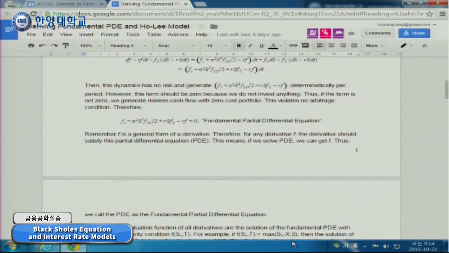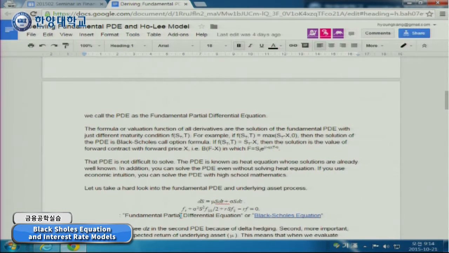So the valuation functions of all derivatives are solutions of the fundamental PDE, with just different maturity conditions. That F, big T, now T, right? We have numerous derivatives, and it does not make sense for them to all have the same price. They should have different prices, different valuation functions. But our equation is the same. That does not mean the solution is the same.